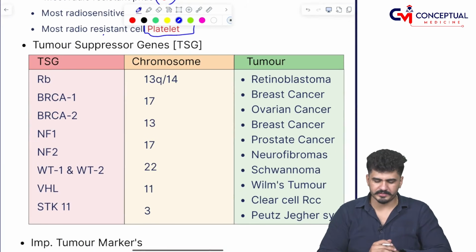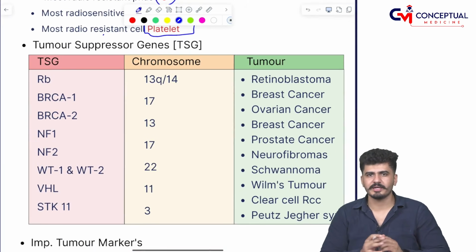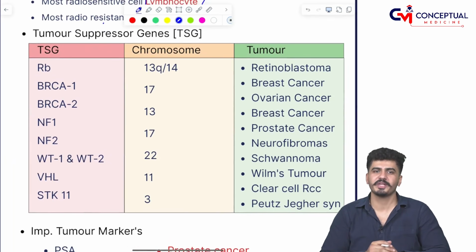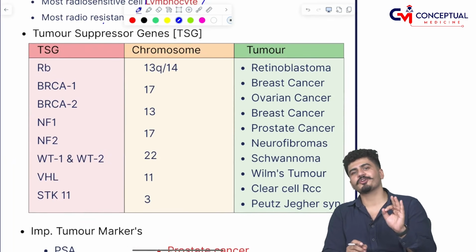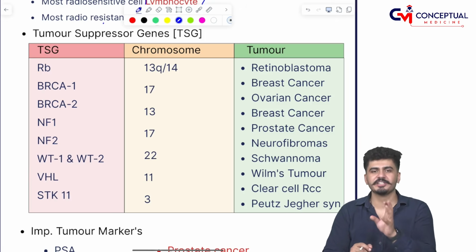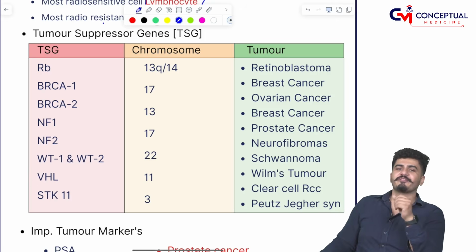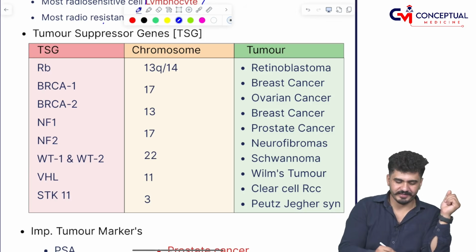Now, what are the tumor suppressor genes and what tumors are they associated with? This chart is also very important and gives you 1 mark, a sure shot in your exam. For sure, in your GTs and in your exam, you are going to get it from here.